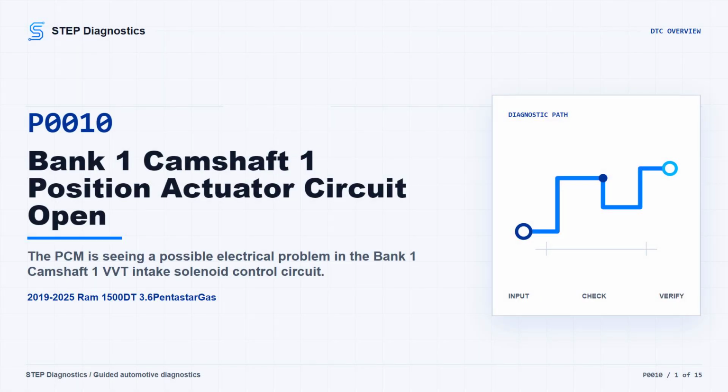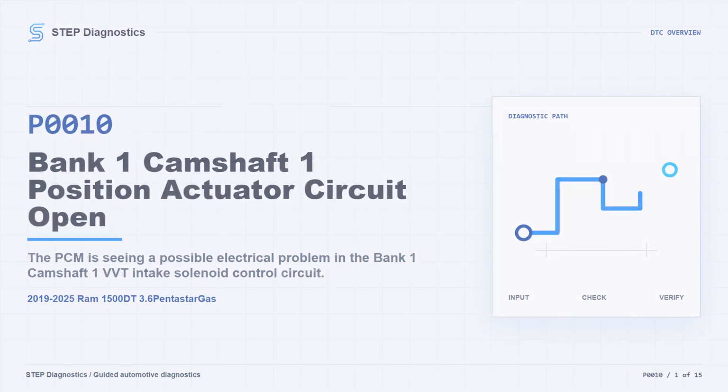On this Ram 1500 with the 3.6 Pentastar, P0010 points to the Bank 1 camshaft 1-position actuator control circuit. In plain terms, the PCM may be seeing a problem in the VVT intake solenoid control side for that cam.